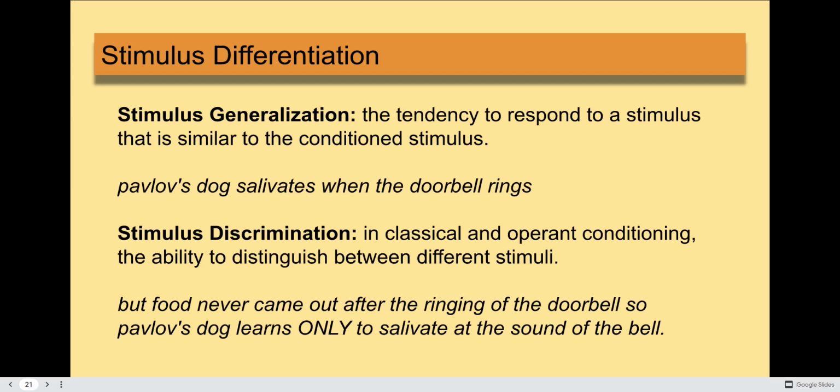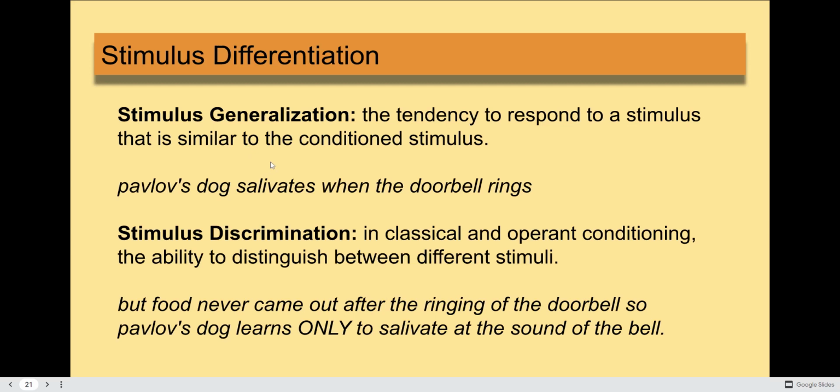So in the case of Pavlov's dog, imagine Pavlov's dog salivating not just when the bell rings, but when the doorbell rings or the phone rings. That means that Pavlov's dog actually generalized the stimulus of the bell. He generalized that to mean pretty much anything that sounds like a ringing sensation, a ringing tune.